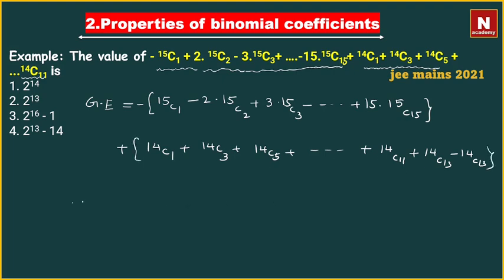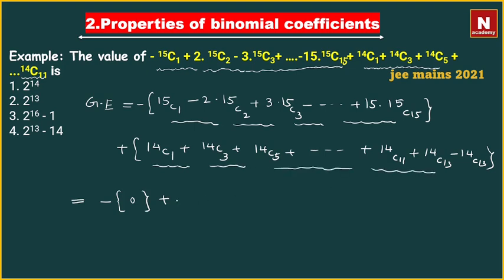Now, continuation: minus of, what about this up to here? This is according to our property. This part will be 0, plus the remaining part. The second part, up to 14C13, will be 2 power n minus 1. That means n is 14 here, 14 minus 1, minus 14C13. Here two formulas are there.